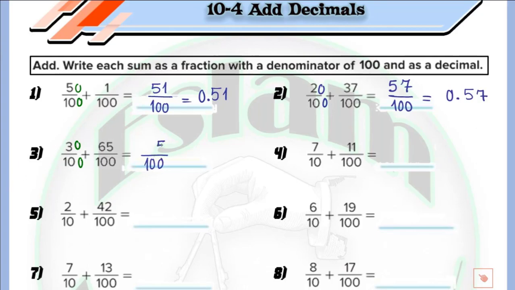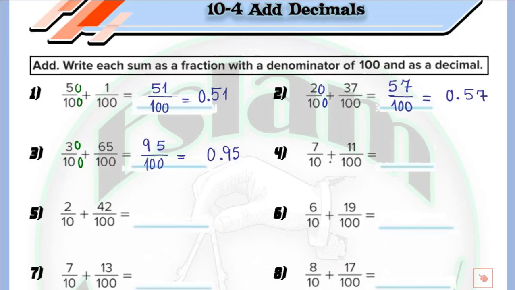0 and 5 equals 5. 3 and 6 equals 9. So it will be 95 over 100. To write it as a decimal, just write 95. And because we have 2 zeros, just count 2 places from the right, then put the decimal point. So the answer will be 0.95.